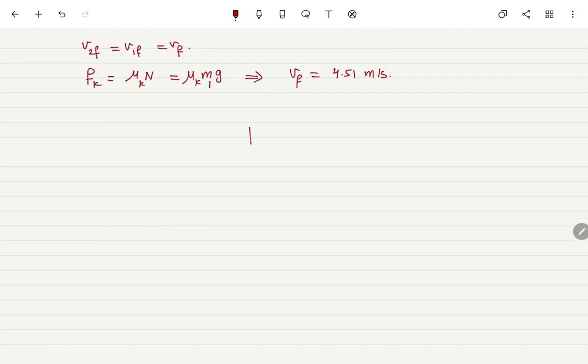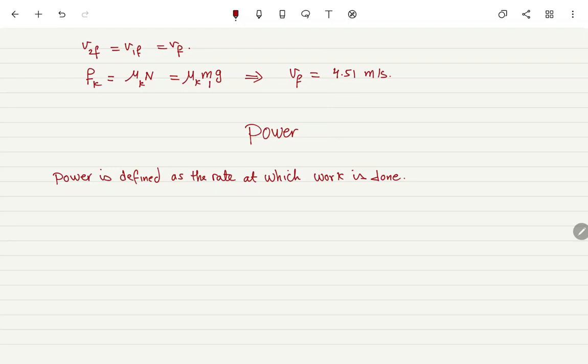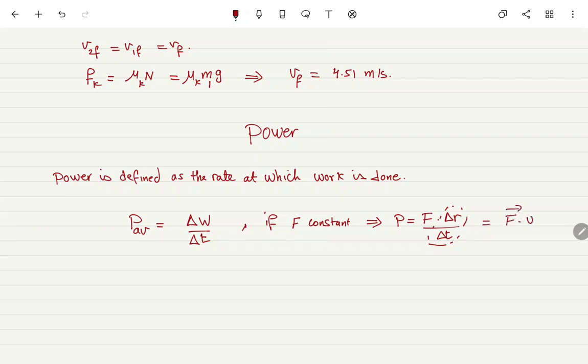Now let's define power. Power is defined as the rate at which work is done. In other words, if a force F does work on an object in a time interval delta t, then the average power delivered to the object is defined as power average equals delta W divided by delta T. If F is constant, then power equals F dot delta R over delta T, and remember delta R over delta T is V, so you simplify it into F dot V.